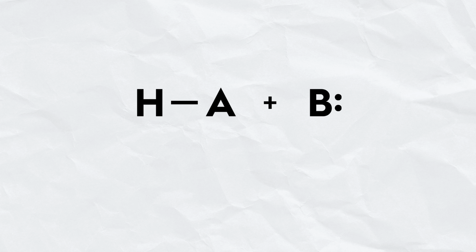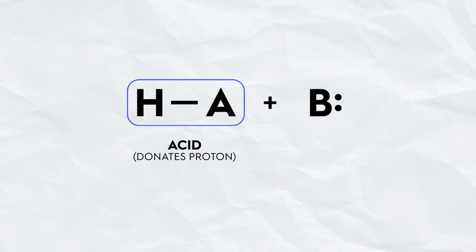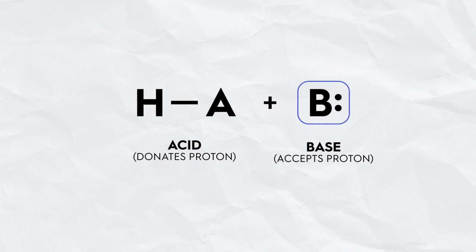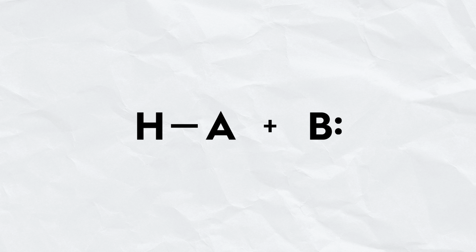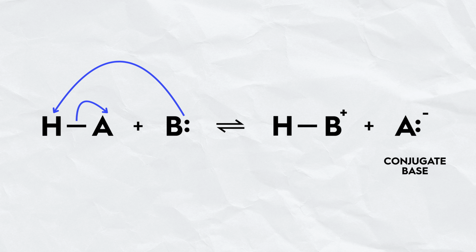Here is the big idea. Brønsted-Lowry acid donates a proton, while a base accepts a proton. When we say proton, we mean an H+ ion. A proton transfer looks like this. The base's lone pair reaches for a proton, and the electrons from the HA bond transfer to the A atom. The result is a conjugate base, A-, and a conjugate acid, HB+.